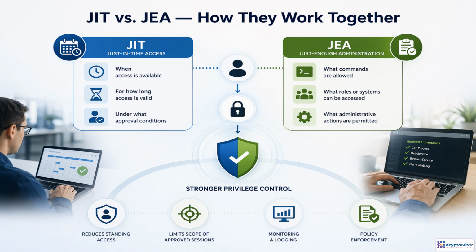JIT and JEA solve different parts of the privilege problem. JIT is about timing, when access can be used, how long it lasts, and what approval is required before it starts. JEA is about scope, which commands, roles, systems, or administrative actions are allowed once the session begins. Together, they prevent broad, always-on administrator rights. A user gets access only when justified, and only to the tasks needed. With monitoring, logging, and policy enforcement, this becomes a much stronger PAM control model.